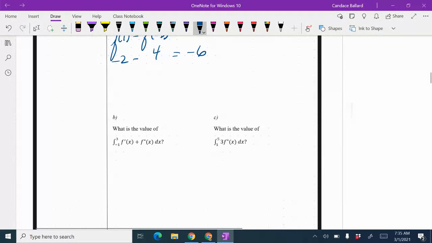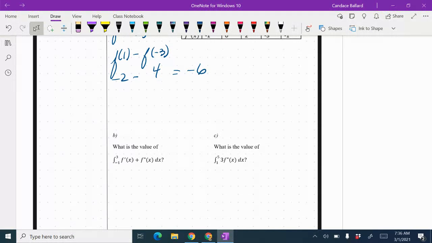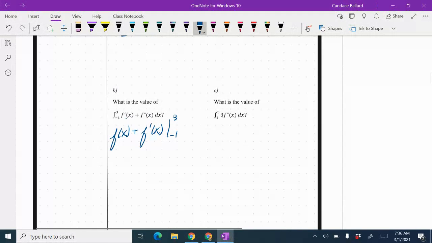All right, looking at the next one, it asks what is the value of the integral of f prime plus f double prime? Well, when I integrate f prime, I would get f of x. When I integrate f double prime, I get back to f prime. And we're going to go from -1 to 3. Now I'm going to apply the fundamental theorem and plug in.